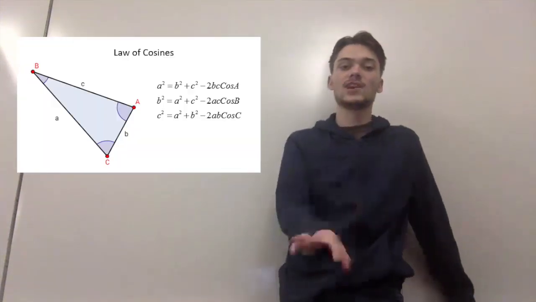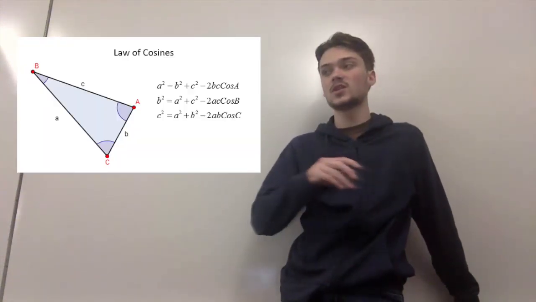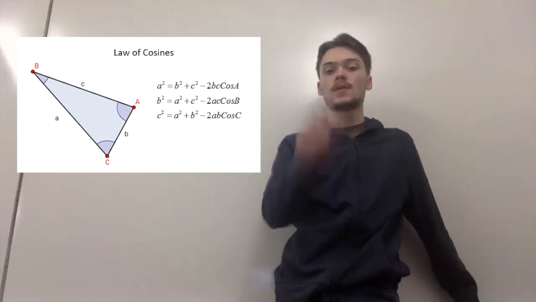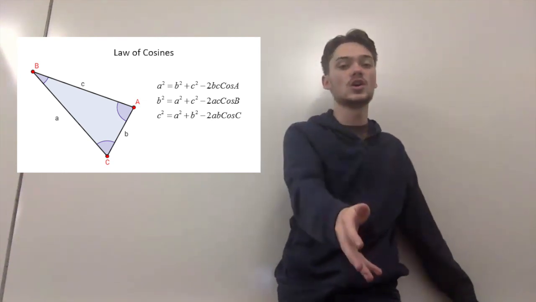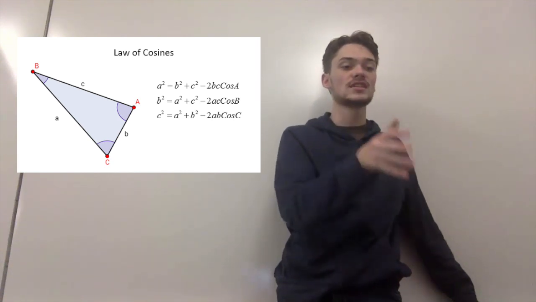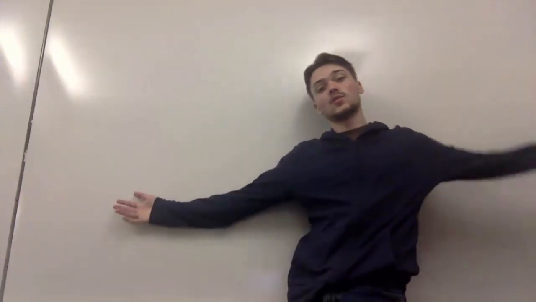The cosine law is different. Instead of just being one equation, it's three. The cosine law uses the side that you don't know and sets the equation equal to it. So with that out of the way, let's do some homework, yeah?